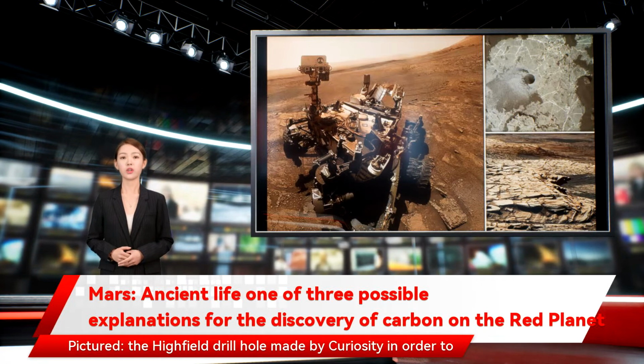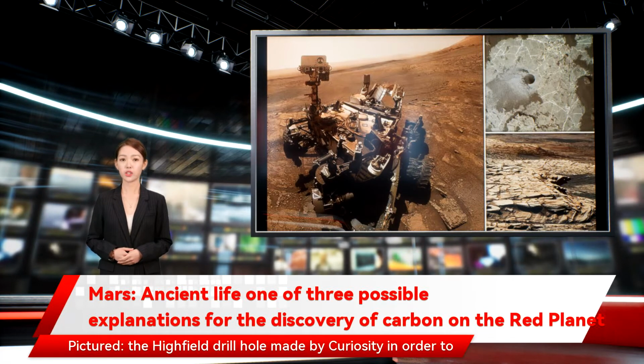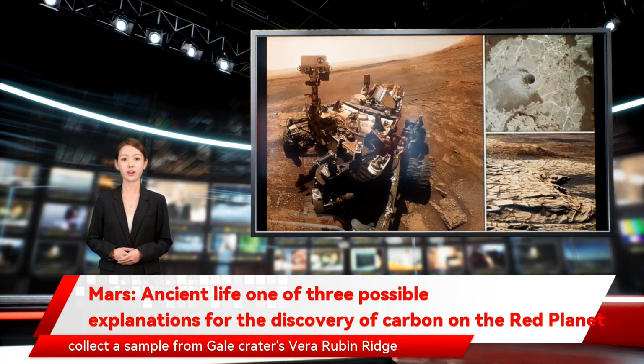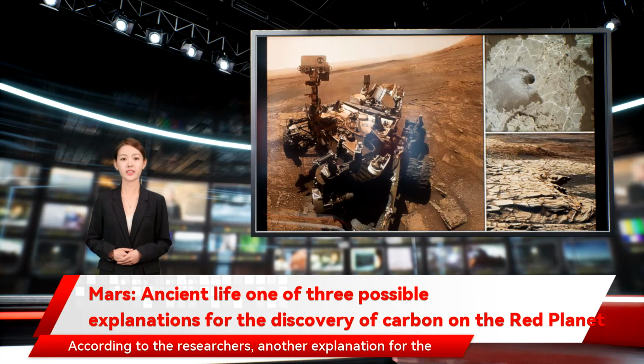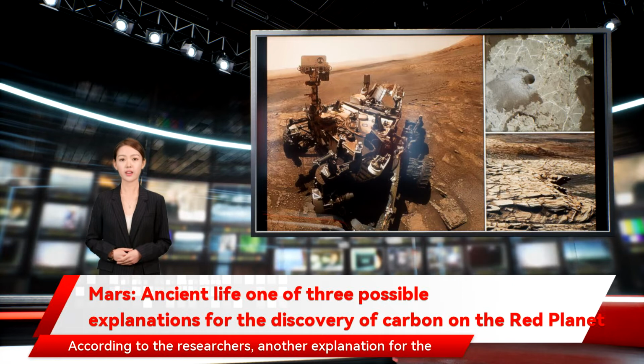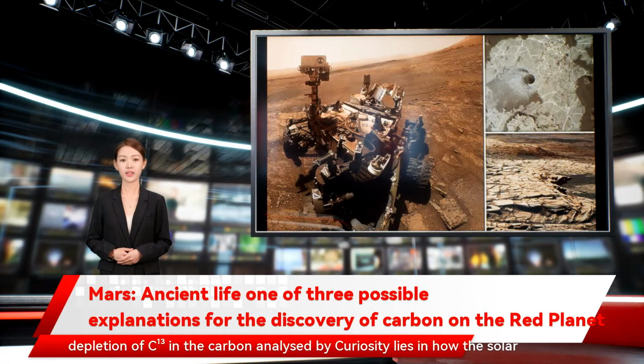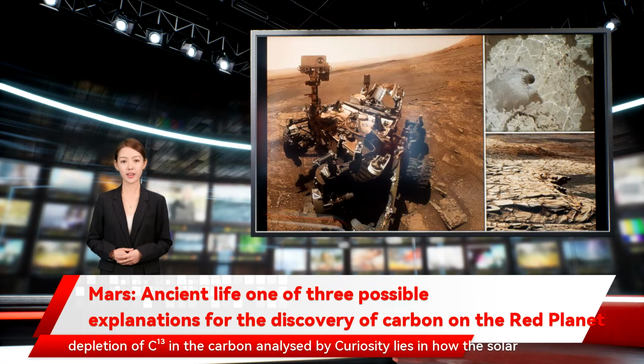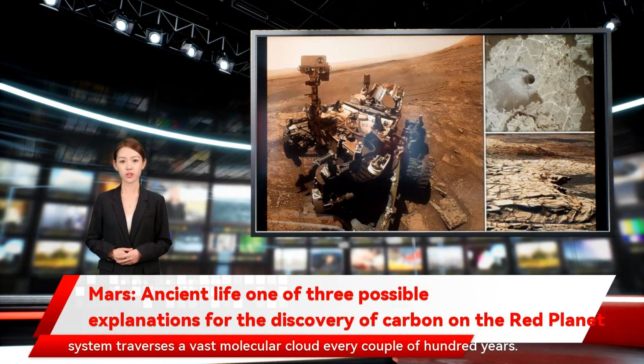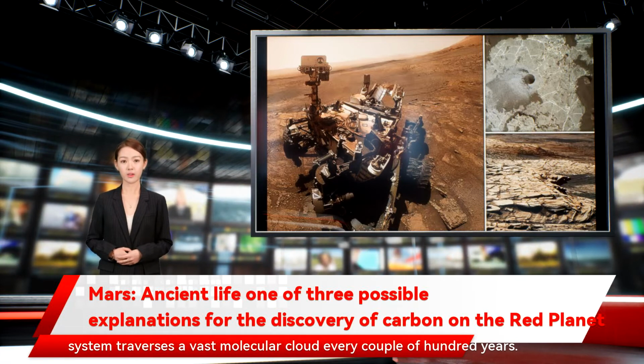Pictured, the high-field drill hole made by Curiosity in order to collect a sample from Gale Crater's Vera Rubin Ridge. According to the researchers, another explanation for the depletion of C-13 in the carbon analyzed by Curiosity lies in how the solar system traverses a vast molecular cloud every couple of hundred years.